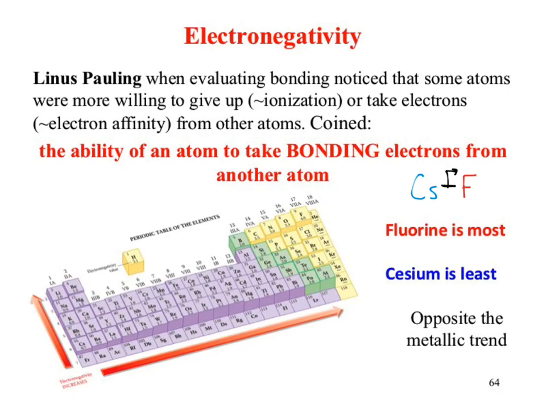It stole an electron, so it gained an electron. This is where we tend to think positive, but it gained a negative thing. Fluorine is now negative. What happened to the cesium? It's now positive because it lost an electron.